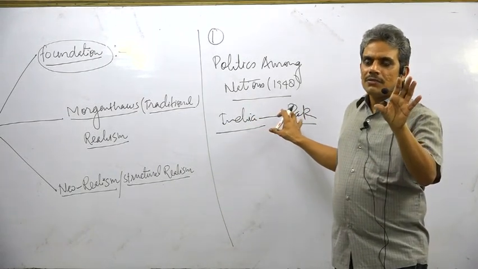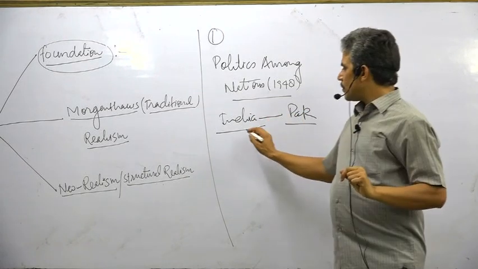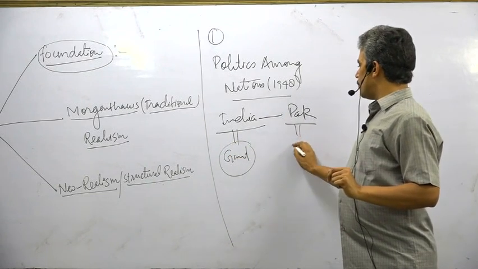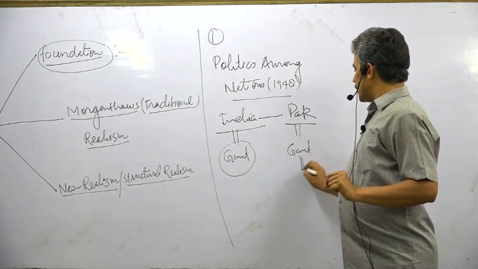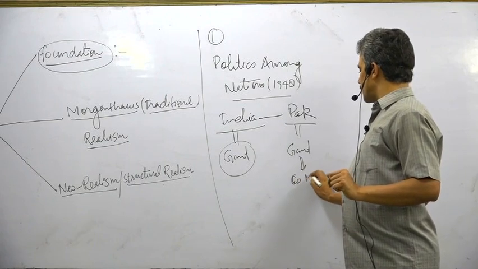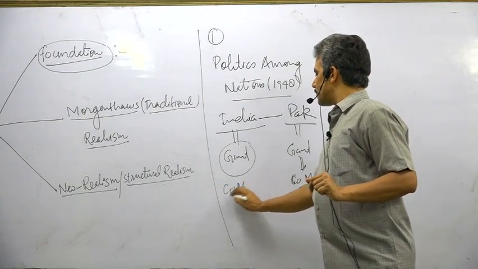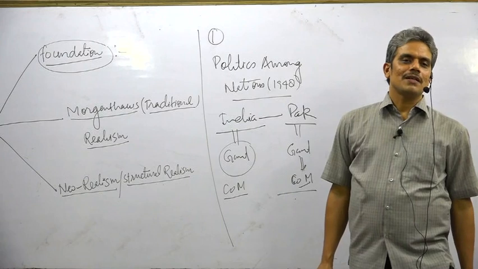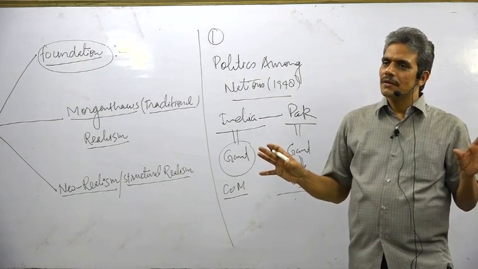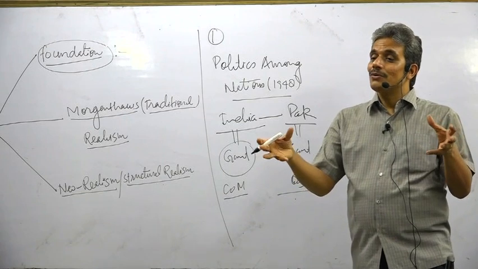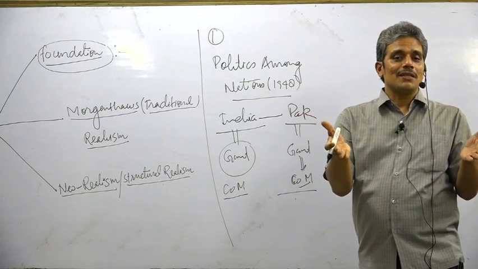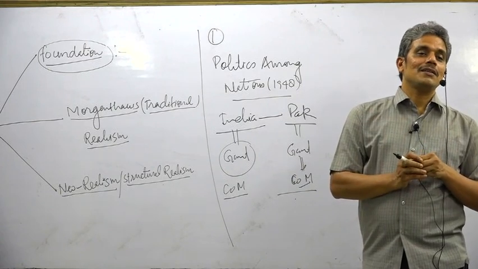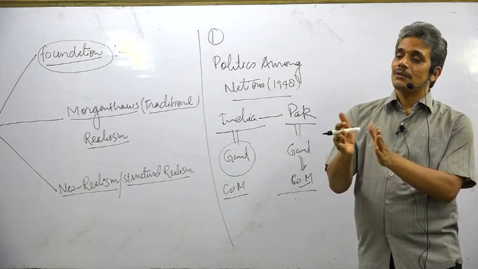Why is there a conflict between India and Pakistan? Because India means the government of India, Pakistan means the government of Pakistan, and a government is made by the Council of Ministers. The Council of Ministers is headed by either Nawaz Sharif or Modi. So Nawaz Sharif and Modi both are power seekers. Therefore, if the nature of human beings is to dominate, to get more and more power, what is international politics? It is power politics.